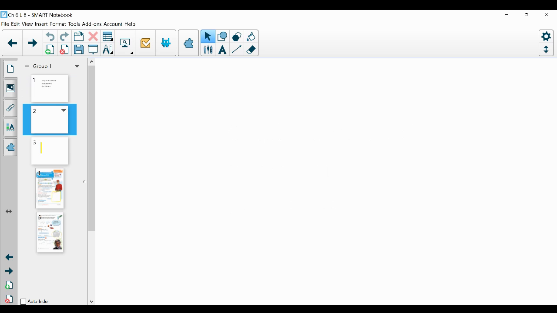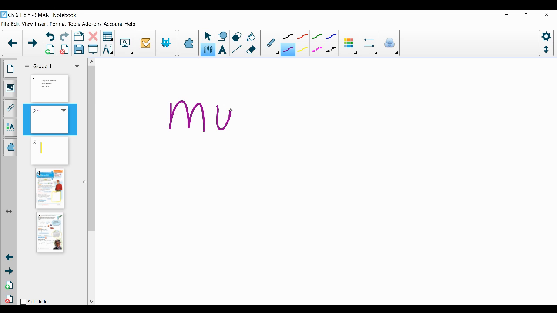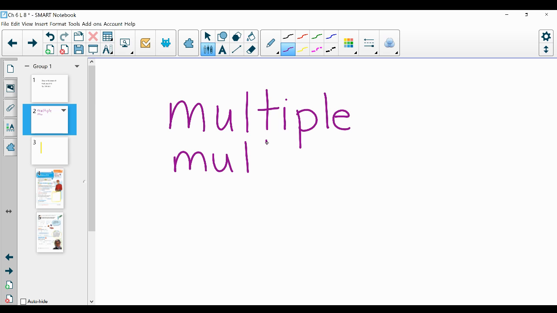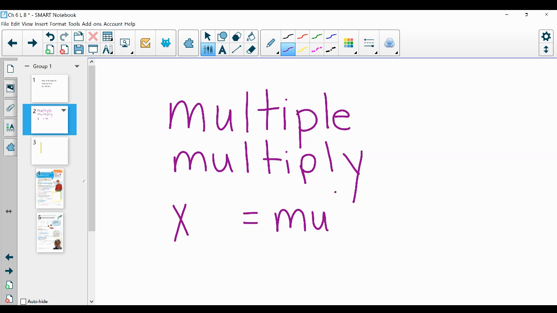So, multiples. What is a multiple? A multiple, like you might guess, has something to do with multiplying because it is actually the base word of multiply. Anytime you multiply two numbers, that will equal a multiple of one of those numbers.